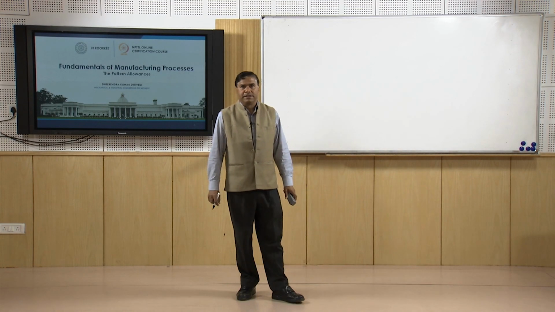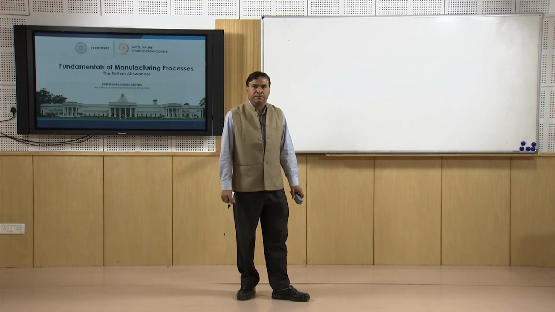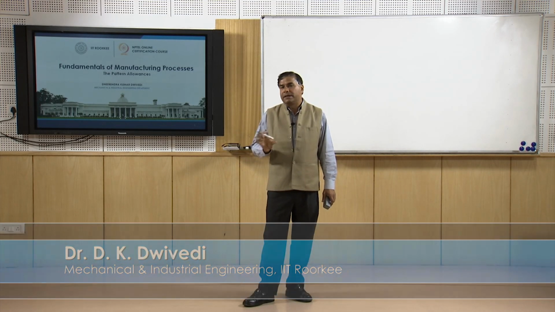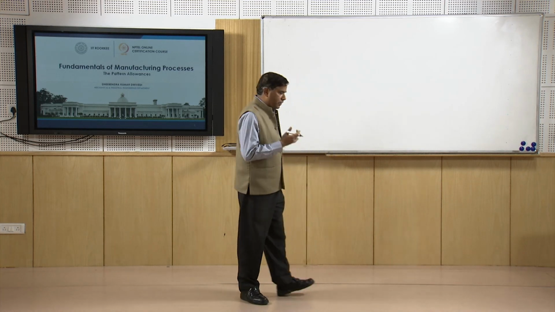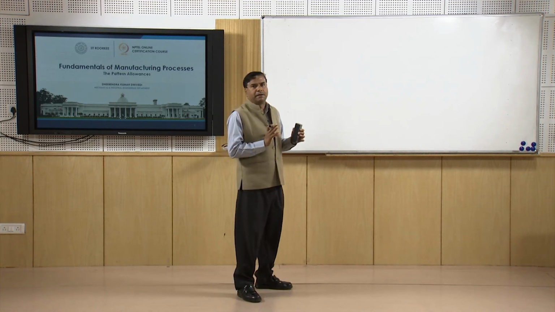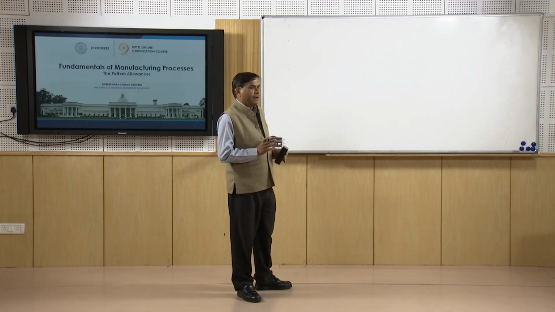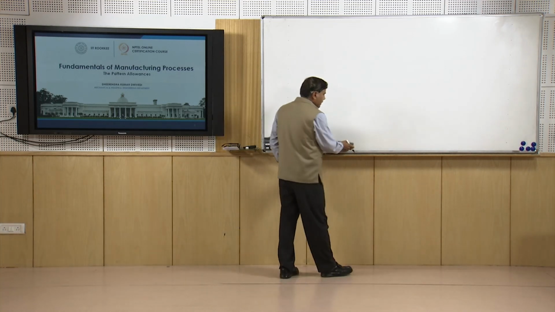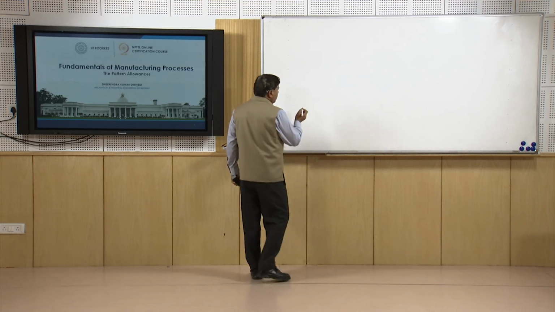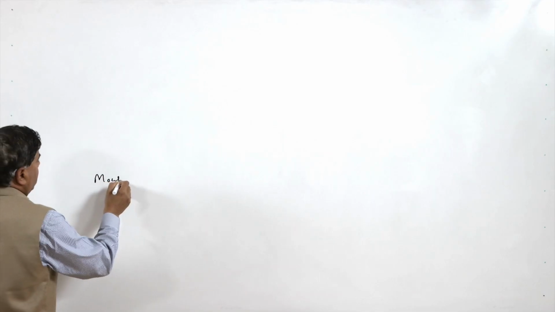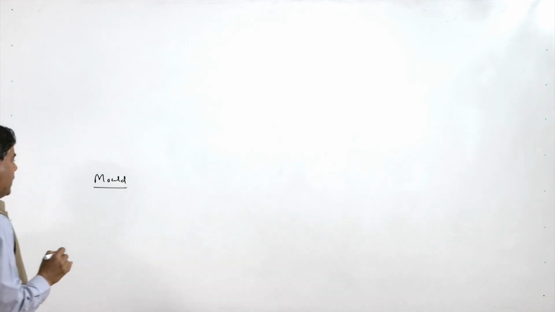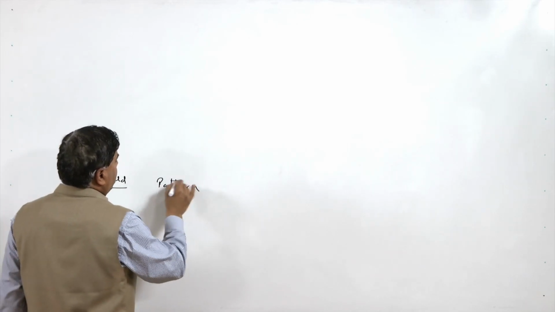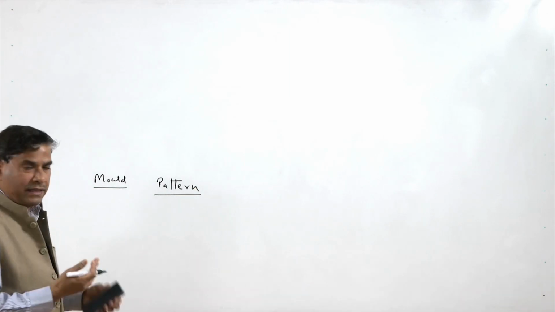Hello, I welcome you all to this presentation on the subject Fundamentals of Manufacturing Processes. This presentation is particularly based on the chapter on casting, wherein we are talking about how the cavity, that is the mold, is prepared using the pattern, so that a suitable casting can be made with the required dimensions. You know that for preparing the mold in the sand mold casting process, we need a pattern. So, the pattern is prepared first and will be used for making the mold.